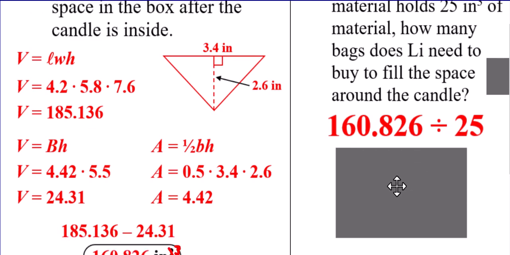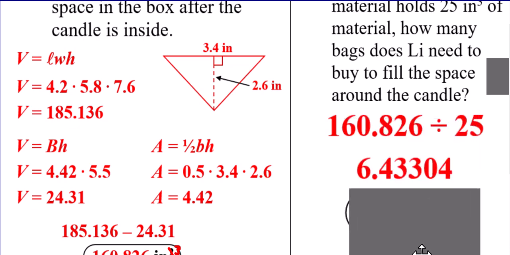Good thing you're using a calculator. Go ahead and do this now. If you divide, you will get 6.43304. So do I round up or do I round down?